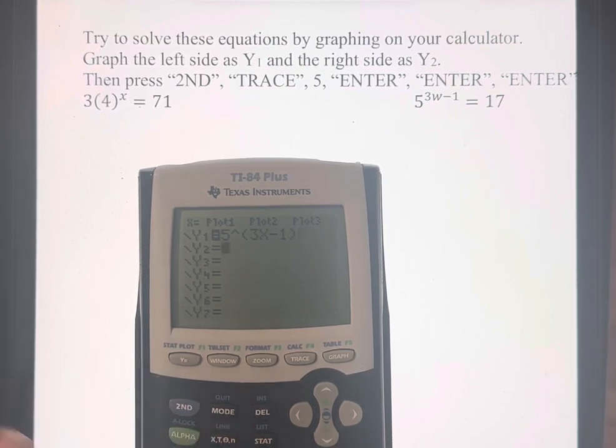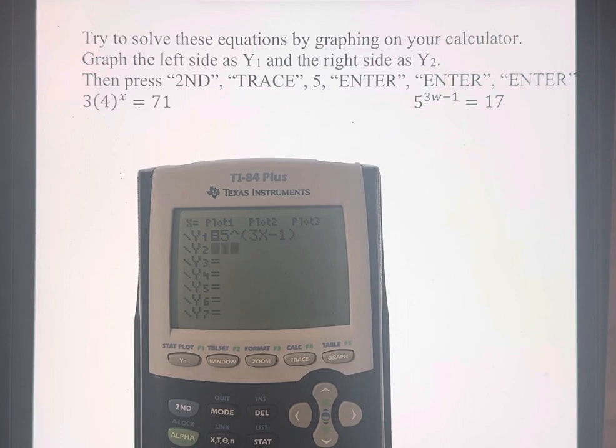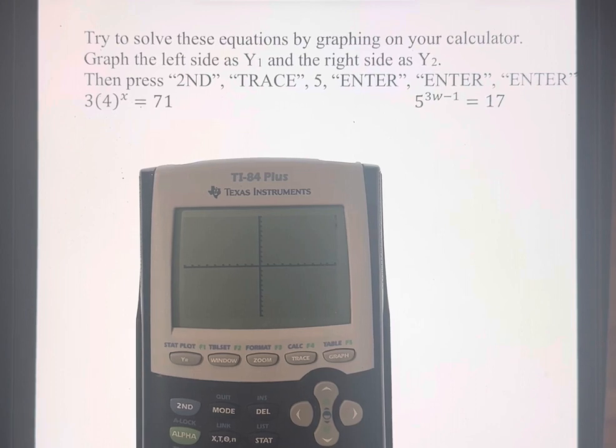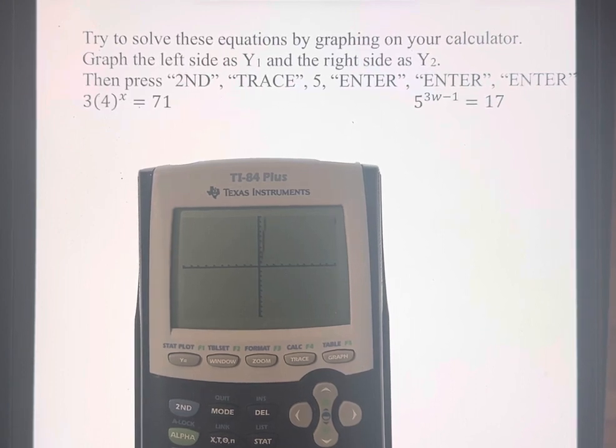Then we press enter. We enter the right side of the equation for y2, 17. And then we press those same 6 buttons. Second, trace, 5. We wait a moment for the calculator to finish thinking. We press enter 3 times. And our approximate solution is 0.92012481.